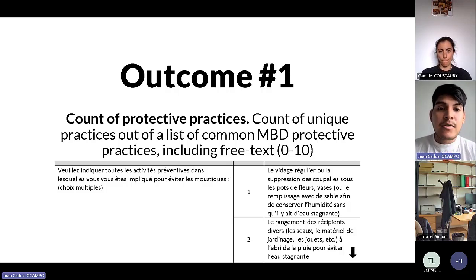This is a count of unique practices out of a list of common MVD protective practices, which include free text. You can see right here the question that we asked our participants, and here are two of the possible answers. We had a list of 9 possible answers, and they also had free text where they could bring out their own practice if it wasn't on the list. This list includes very common practices such as, again, removing stagnant water, which is one of the most common MVD protective practices, wearing long sleeves, wearing repellent, and so on. And the count just goes from 0 to 10.